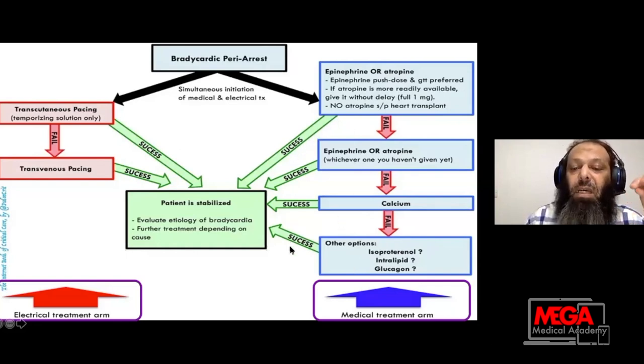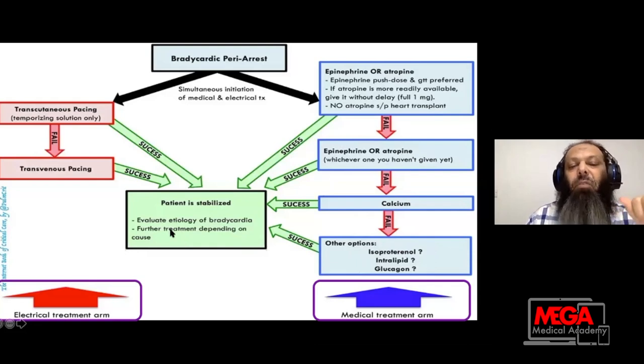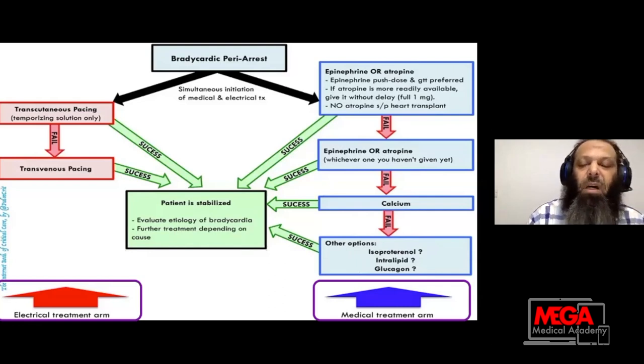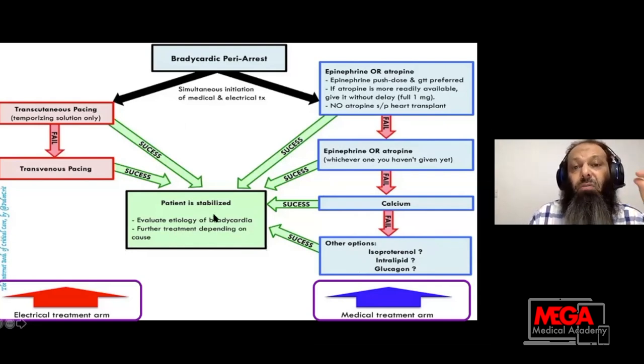Again, if the patient responds well to your pharmacologic arm, then stabilize your patient and assess him for the next step, for the cause of bradycardia. Is it direct toxicity? Is it myocardial ischemia? Is it renal failure? This is very important, to manage him and to save him before developing cardiac arrest. So again, to sum up this algorithm, for peri-arrest bradycardia, you should use both the electrical arm and the medical arm simultaneously.